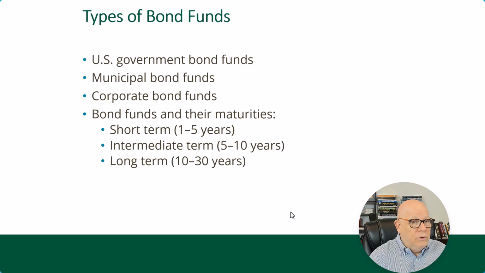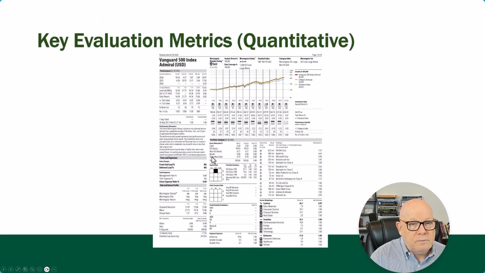Types of bond funds: U.S. government, municipals, corporate bonds, high yield bonds, emerging market bond funds, pretty much anything you want. You can buy a short-term fund that invests only in short-term bonds, a long-term bond fund, or an intermediate-term bond fund, depending upon what your investment objective is.